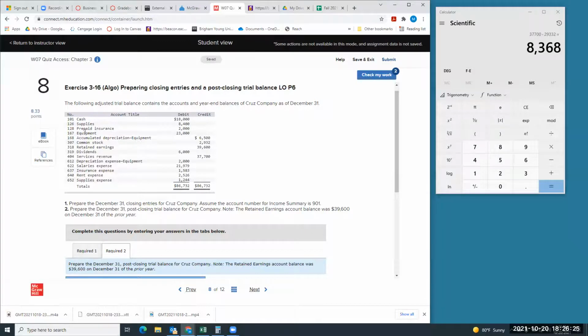Cash, supplies, prepaid insurance, equipment, accumulated depreciation on equipment, common stock, retained earnings, dividends we closed, revenue we closed, and then all of the expenses we closed. So that should be right. So now it's just going to be the same balances on all of these assets.